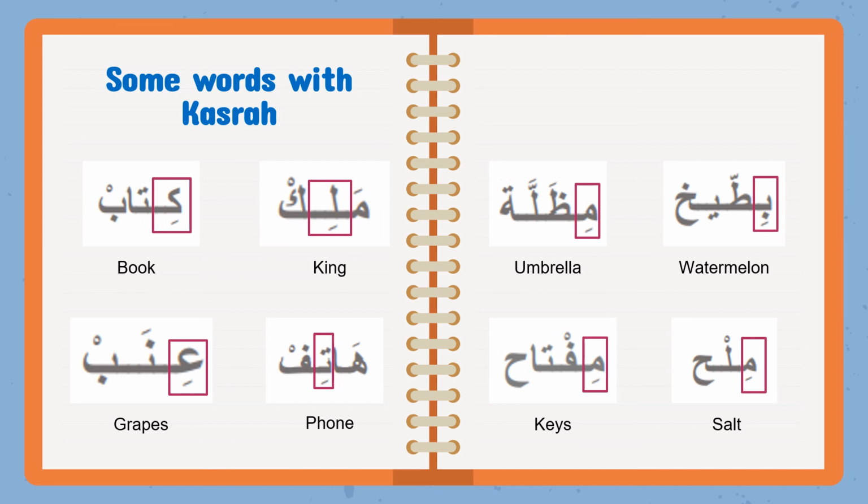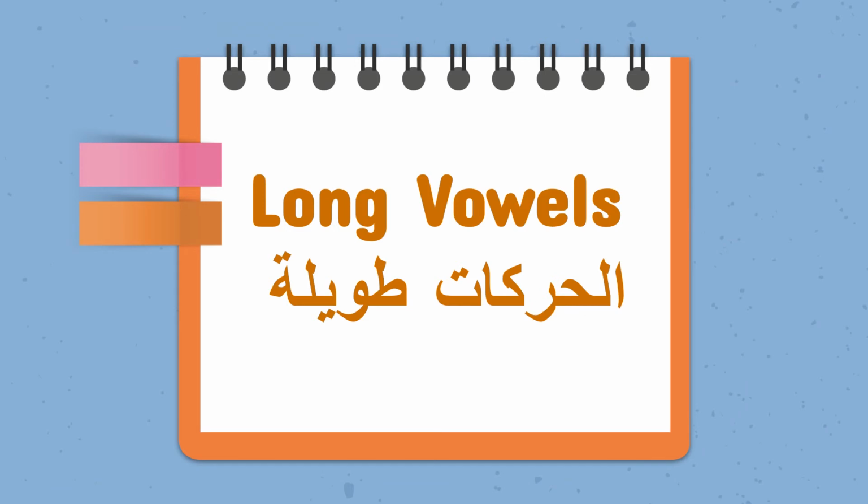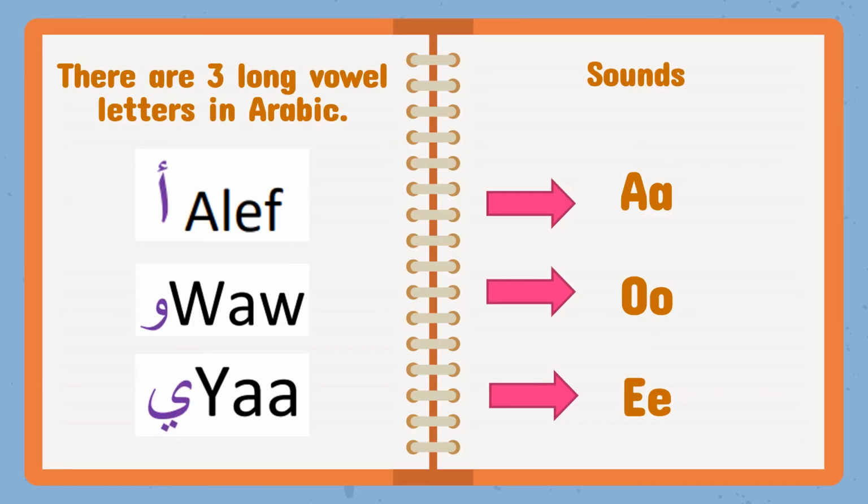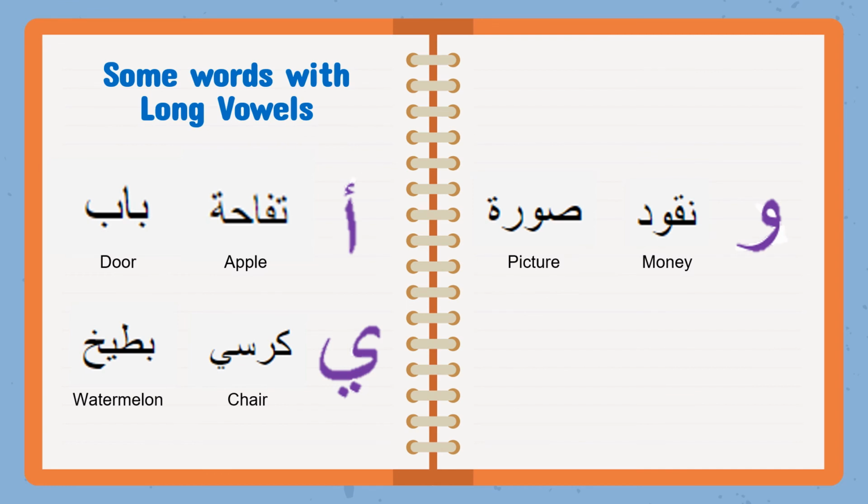Let's move on to long vowels. Long vowels are three Arabic letters which represent the sounds a, e, and u. These three letters are Alif, which represents the sound a, Waw, which represents the sound u, and Ya, which represents the sound e. Now let's look at some words with long vowels.